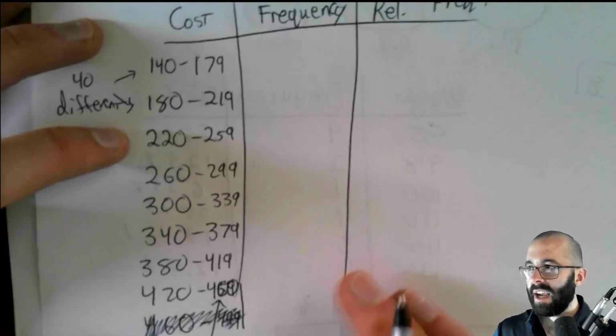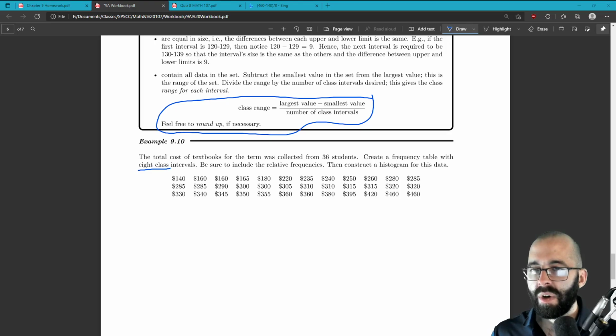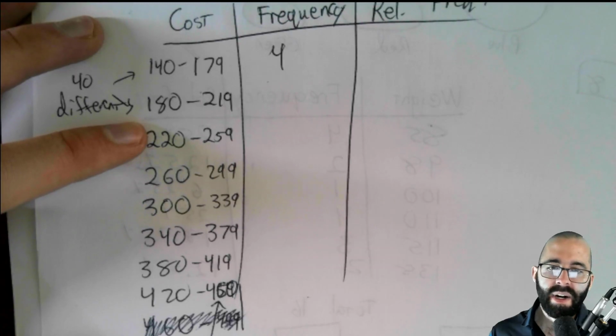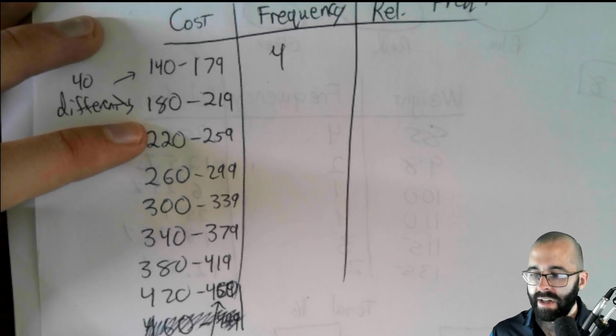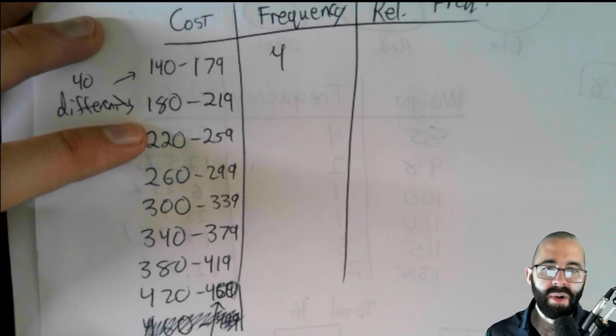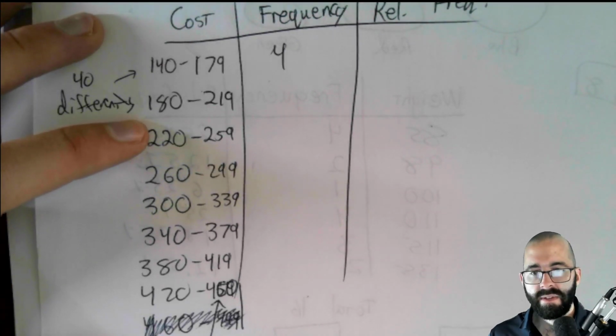All right, so now we're just going to count for the frequency how many are in each range. So how many are between 140 and 179? 1, 2, 3, 4. There are 4 that are in this first box. And then we keep on going. So maybe pause the video and do these on your own. It's not very useful if you just watch me and copy. So just get some practice tallying up all of these and then skip ahead and make sure that we are getting the same amounts. Okay?